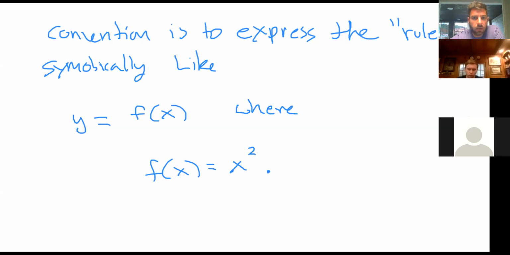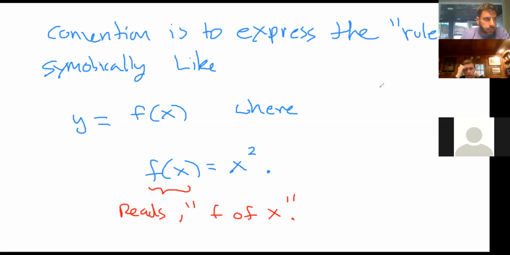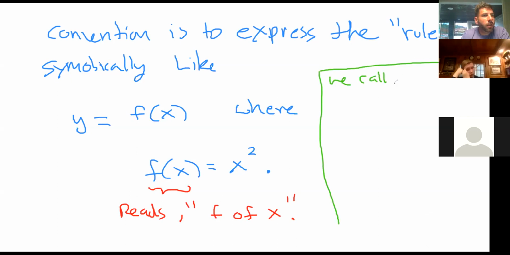So if you want to think about this in English, what this thing means is, by the way, for those of you who are unfamiliar, this reads, in English, f of x. So what does it mean? Well, we give names to these things. You might remember this from your days in previous classes. So we call x the independent variable. And then we call f of x, which can be called y for short, the dependent variable.